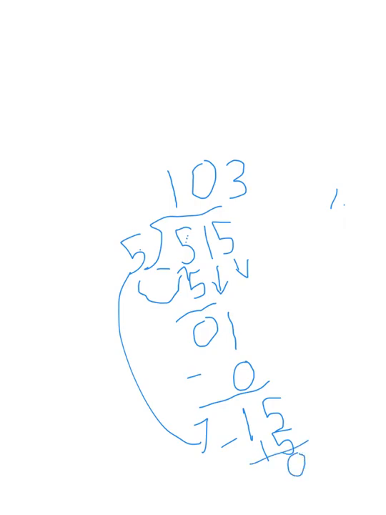So you have no remainder. You don't have to put an R and then a 0. You just keep it like that.